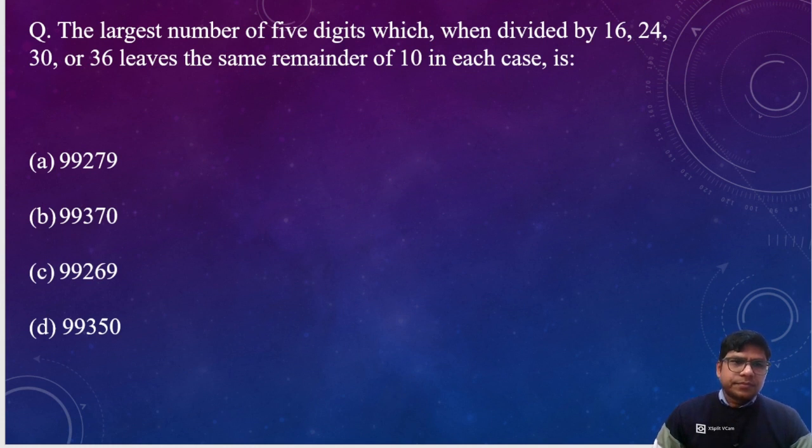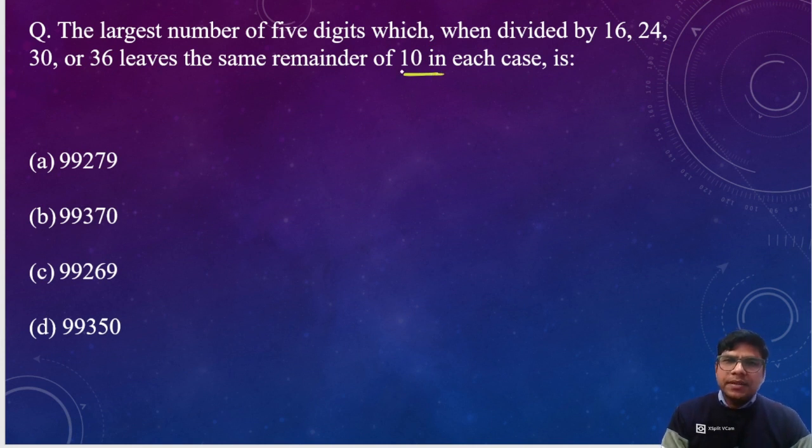Now the next question is: the largest 5-digit number which, when divided by 16, 24, 30 and 36, leaves 10 as a remainder in each case. So that number will be our answer which, when divided by 16, 24, 30 and 36, leaves 10 as a remainder.